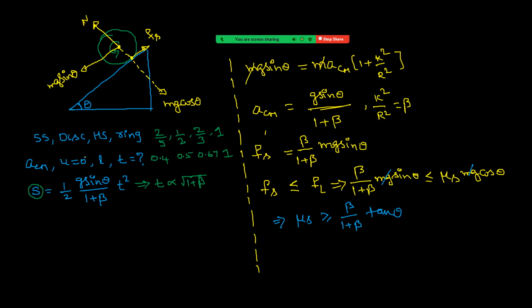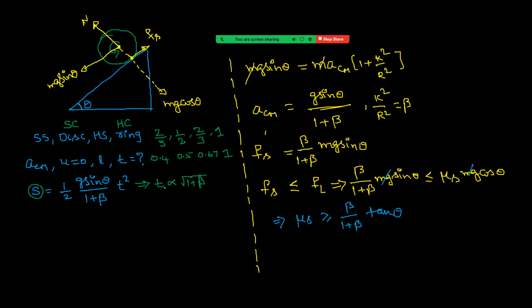Okay. You can see, in place of disk, we can even take a solid cylinder, because for that also beta value is 1 by 2. In place of ring, we can take a hollow cylinder, because for that also beta value is 1. Like this, basing on kinematics, we can expect any question, right?